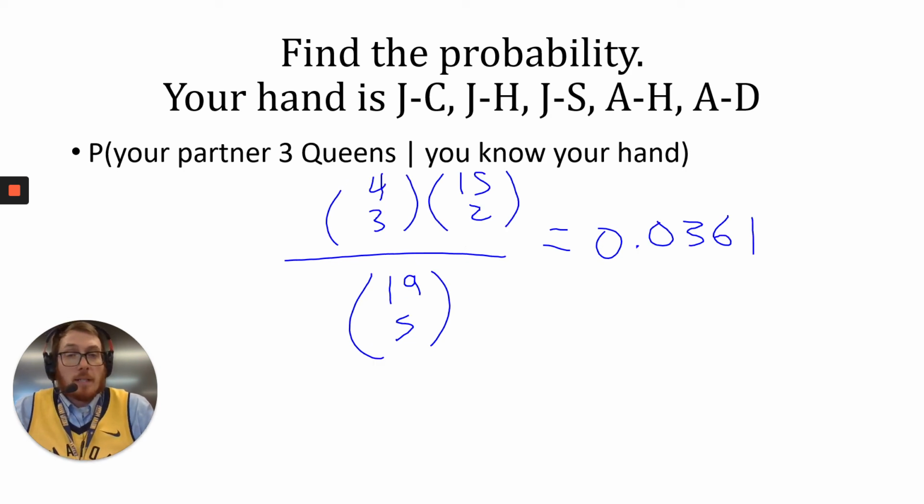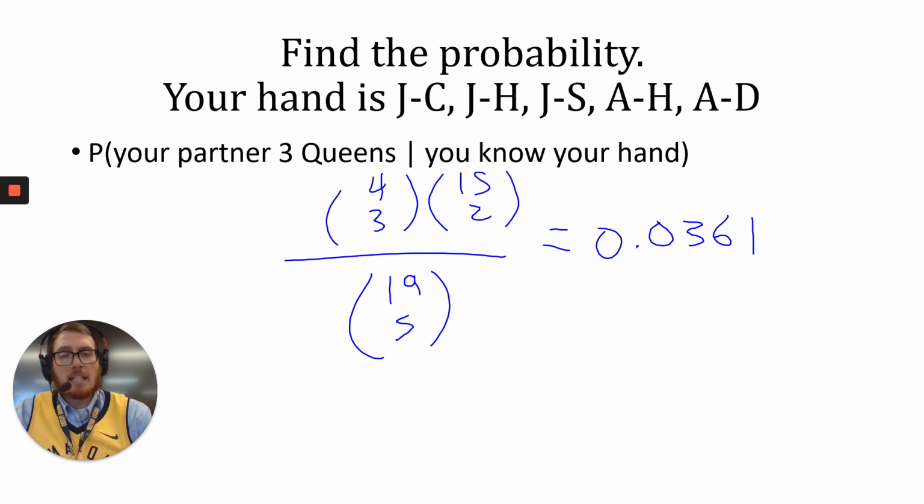This one says 3 queens, so this is similar to what we had before. But notice here, instead of 3 choose 3, it's 4 choose 3, because I don't have any of the queens. So I've got 4 choose 3, and then the leftovers. 19 minus 4 is 15. 5 minus 3 is 2. I have to multiply by 15 choose 2 because I need 5 cards in the numerator. So I've got to multiply these pieces together to find the answer.